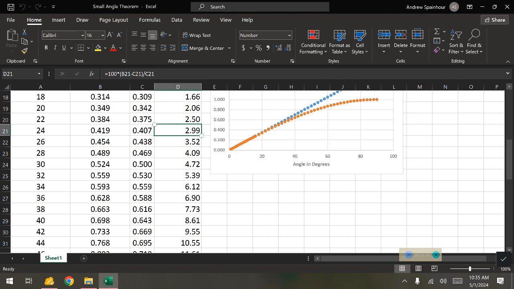Okay, questions about the small angle theorem, what it entails, what it means, what we proved, all that sort of fun jazz? All right, let's move on to the real kick-off of the whole day.